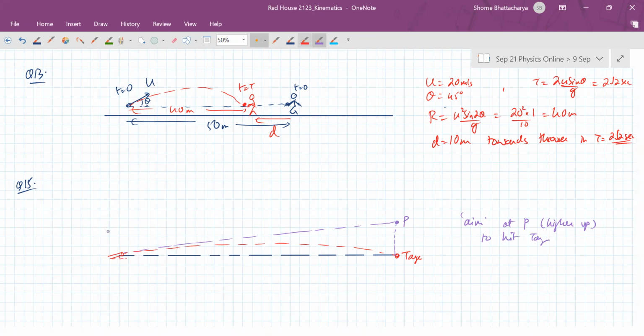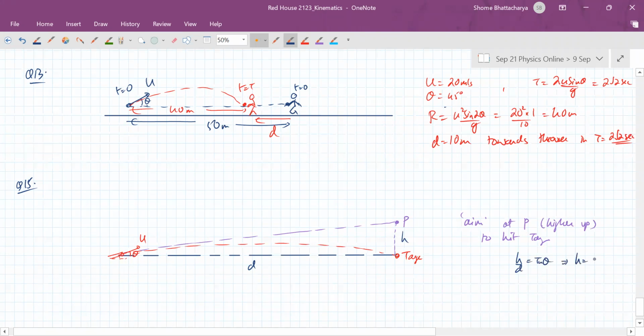So if the angle of projection is theta, okay, and this distance from here to here is d, so you'll see that h by d is equal to tan theta. So the height above at which you'll have to aim is d tan theta. So this we have to calculate. Okay. Now actually what is happening? The range of the projectile should be equal to d. So u square sine 2 theta divided by g should be equal to d.